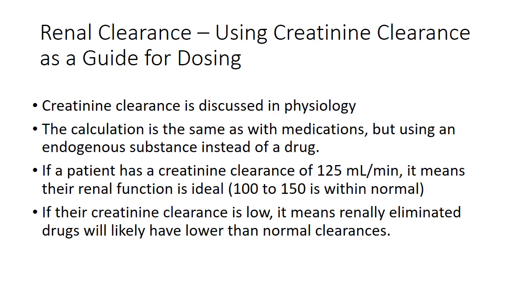The calculation is the same as with medications, but instead we're using an endogenous substance instead of a drug, right? So it's the same calculation. If a patient has a creatinine clearance of 125 milliliters per minute, it means their renal function is perfect for the most part. 100 to 150 is within the normal range.